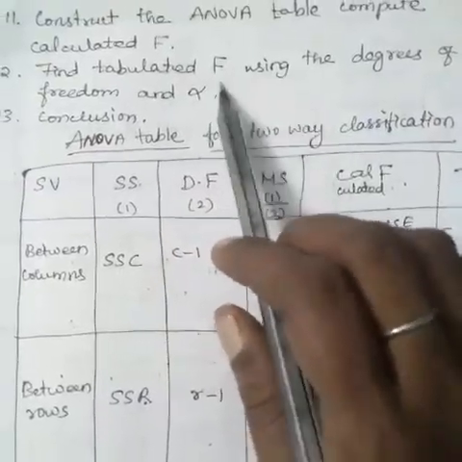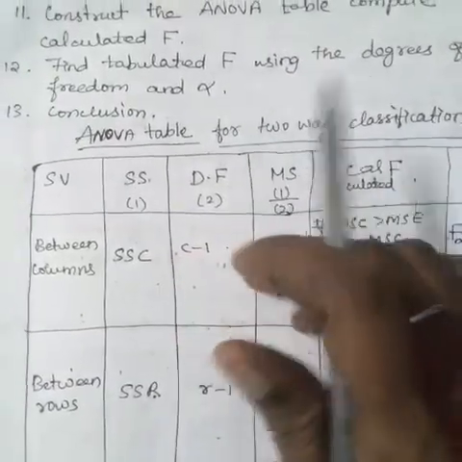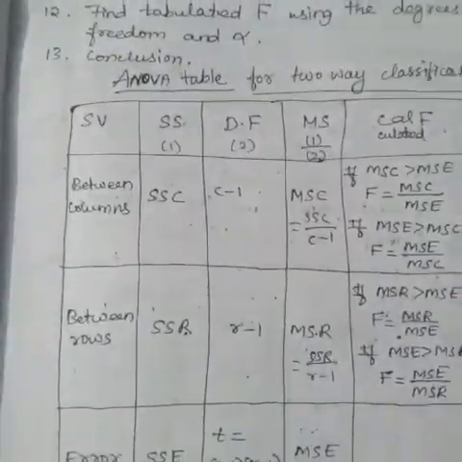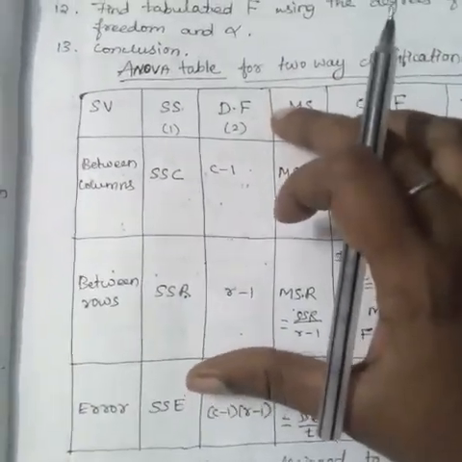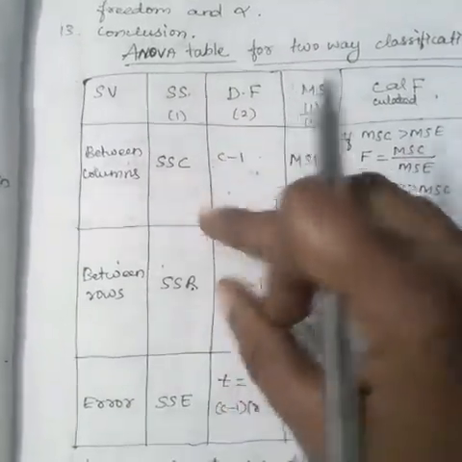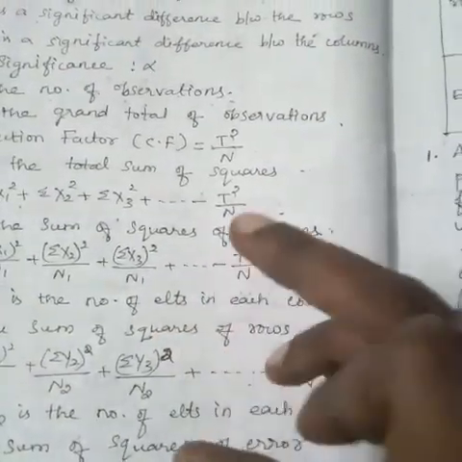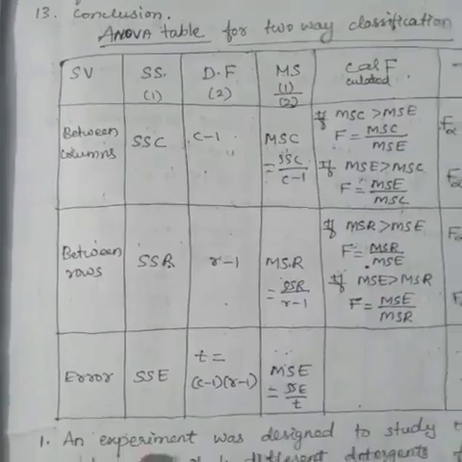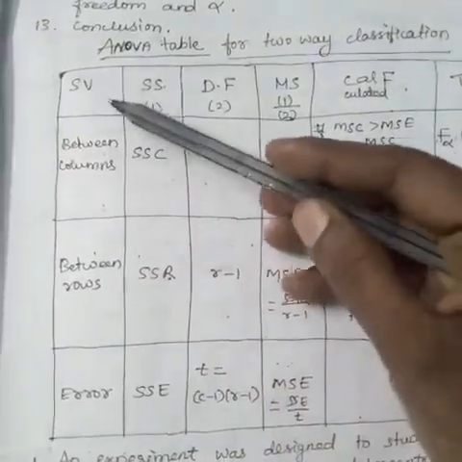Tabulated value F, that means table value, using the degrees of freedom and alpha. Thirteenth one, conclusion. So finally we have the ANOVA table, and the values SSC, SSR, SSE we have already calculated. Here are all the values; substitute all these values in table form, that is the ANOVA table for two-way classification.